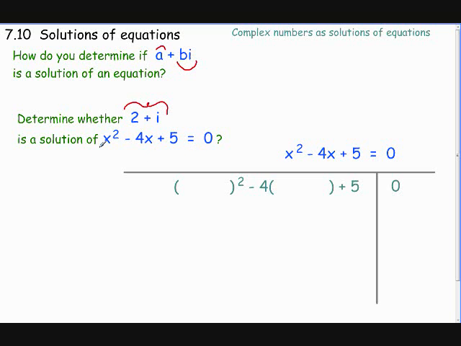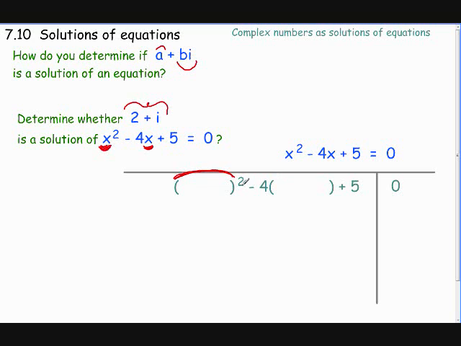So what we're wondering is, does x equal 2 plus i? We've got x in two places here. So we're going to take those two places and we're going to replace them with parentheses. Now notice there's a lot of space left. Why? Because I have to fit a binomial in where I used to have an x.